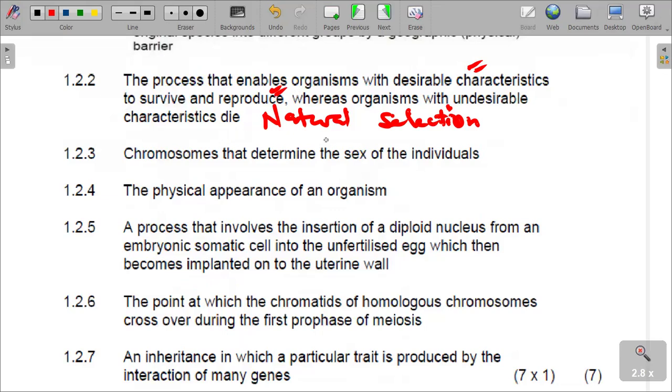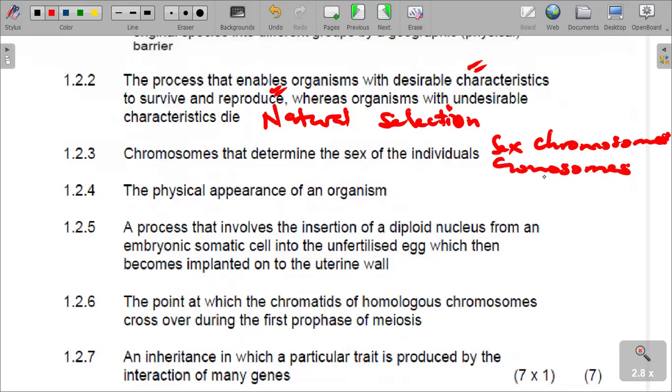Chromosomes that determine the sex of an individual, we call them sex chromosomes. These are called sex chromosomes, or we call them what?